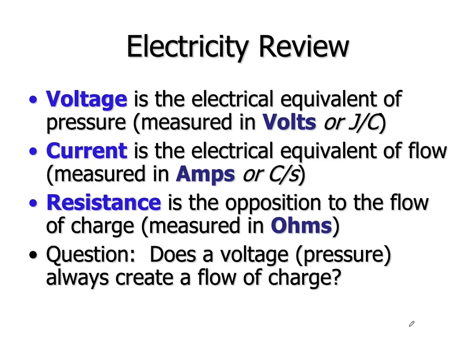All right, quick review. I'm going to go by this one because most of you remember it. Voltage or electrical potential is the electrical equivalent of pressure, measured in volts or joules per coulomb. Current, the electrical equivalent of flow, is measured in amps or amperes or coulombs per second. Resistance, the opposition to the flow of charge, is measured in ohms. And I think I've asked you this question before. Does a voltage or pressure always create a flow of charge? The answer is no. If the resistance is large enough, there'll be no current. So if R is very large, approaching infinity, the current will approach zero.